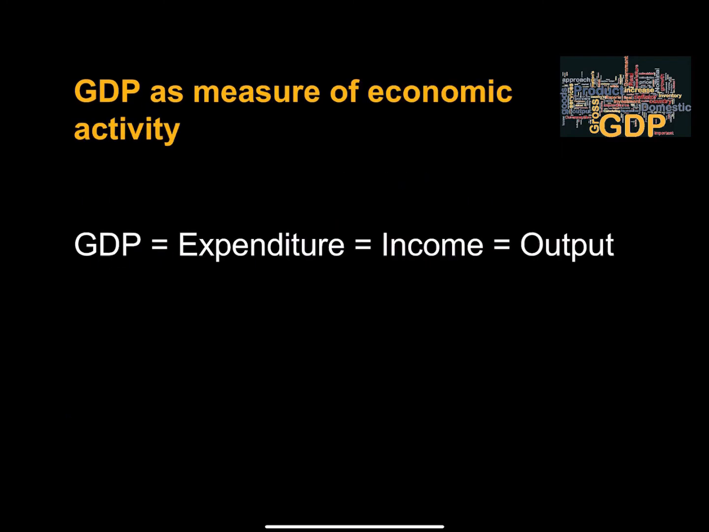So the punchline here is GDP is the market value of all final goods and services produced in a year within a country, that's equal to expenditure is equal to income is equal to output. And it is our most common and probably most useful measure of economic activity.